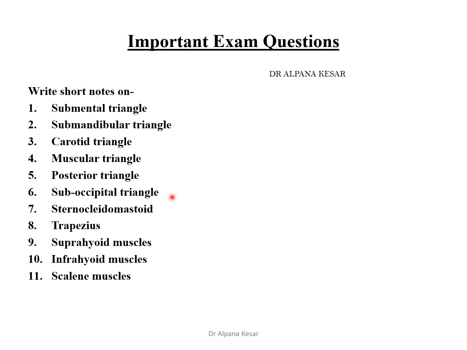Suboccipital triangle is asked as a short note. Short notes may be asked on sternocleidomastoid muscle, trapezius muscles, suprahyoid muscles, infrahyoid muscles. Any one of the suprahyoid or infrahyoid muscle may be asked as a short note. Scalene muscles may also be asked as a short note.